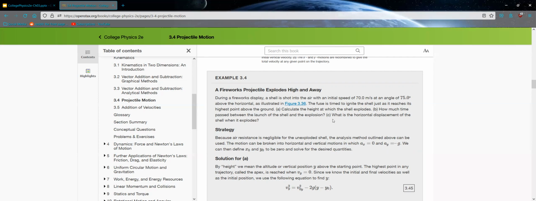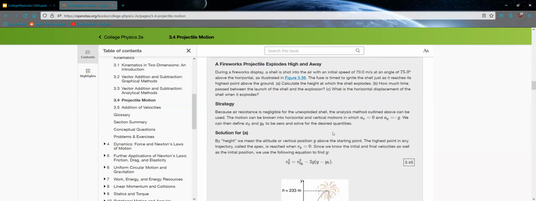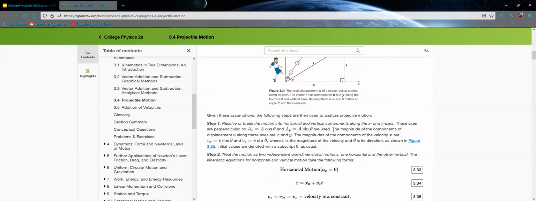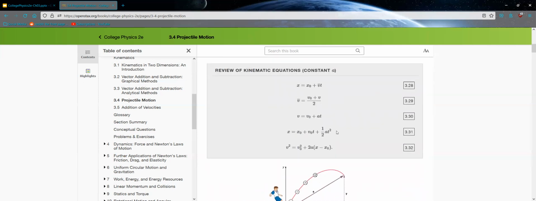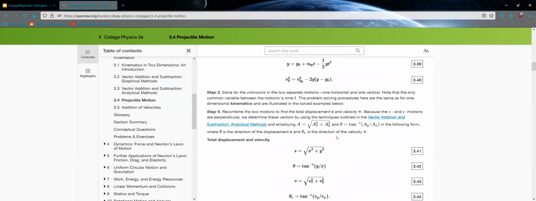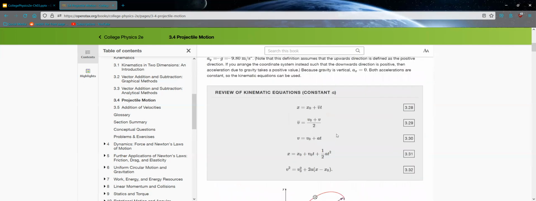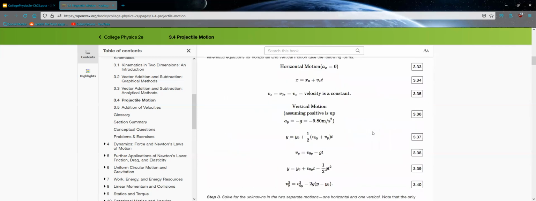So, given that information, calculate the height at which the shell explodes, how much time passes between the launch of the shell and the explosion, and what is the horizontal displacement, how far away from where you shot it will it explode. Cool. So I'm asking three different things here. I'm asking for a height, a time, and a horizontal distance. Cool. So what do we need? Well, we go back to our equations. We write down our knowns, and we find equations that help us solve our unknowns, right? Again, these are the equations. And these are those exact equations, but we're going to swap X's and Y's as we move forward.